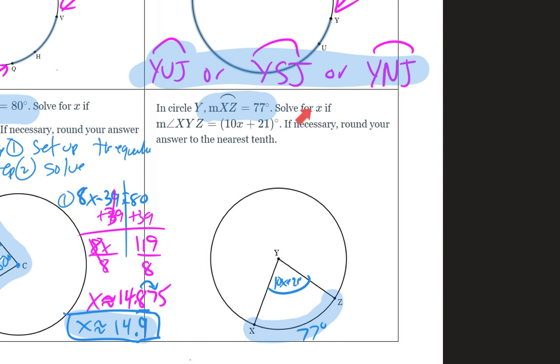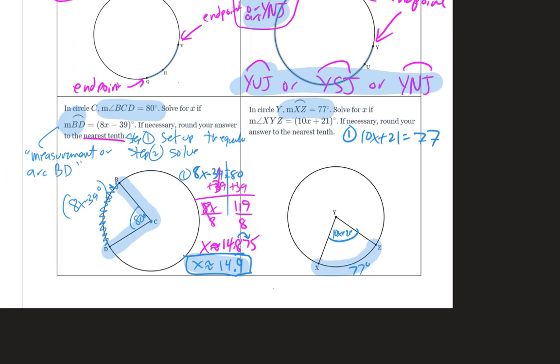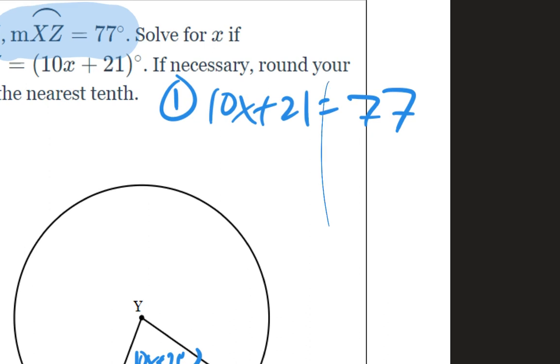Okay, so if they want us to solve for x, first step is we need to set it up. What do we know about this and this? How are those related? Well, if it's a central angle, we know that 10x plus 21 equals 77. So we're just doing the same thing over here. On the last one, they tell us the angle is 80 and then they tell us the arc. On this one, they tell us the arc first, and then they tell us the angle, but both are the same problem style because we just set it up and solve from there. So let's go and do it.